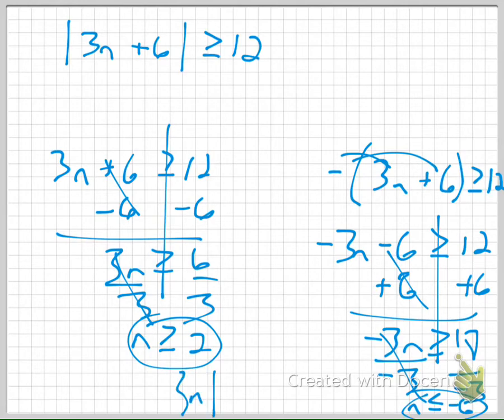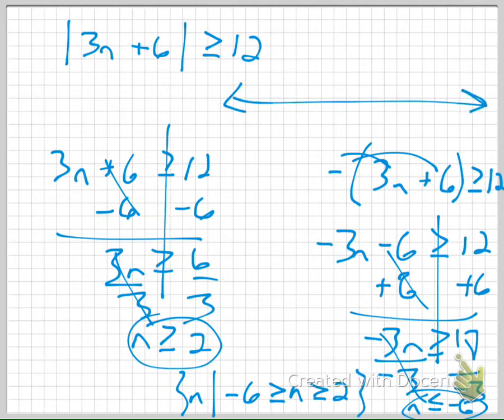So here's my deal. The solution set: n is less than or equal to negative 6, and it is also greater than or equal to 2. So let's graph this thing. I have -6, 0, and 2. It is less than or equal to -6, so a solid circle going to the left, and it's greater than or equal to 2 going out. Does that make sense?